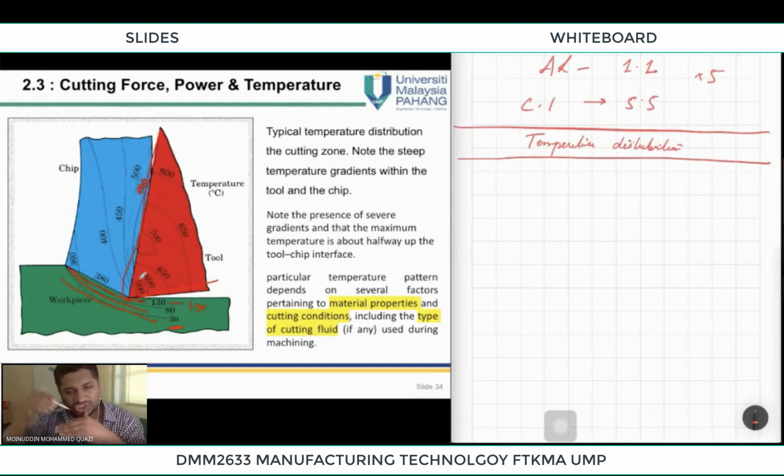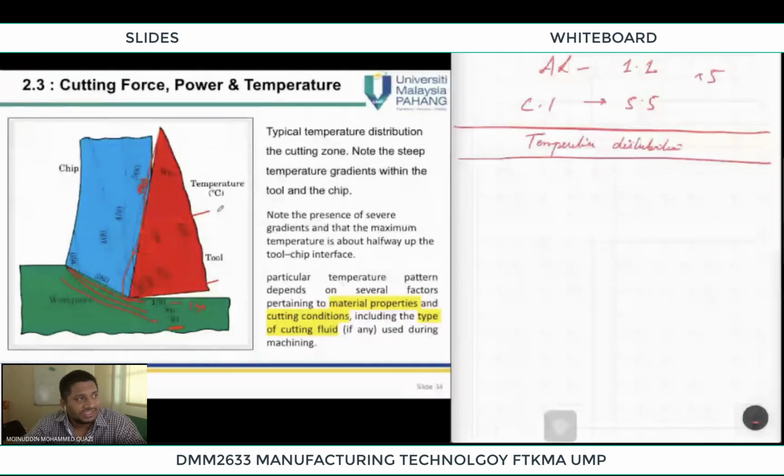So the tool is under a lot of stress. The tool has to shear the material. The tool has to remove the material. The tool has to break the chip also. That is why the tool has cutting force and thrust force. So if you observe this tool, in the middle we have the highest temperature gradient, 700 degrees centigrade.